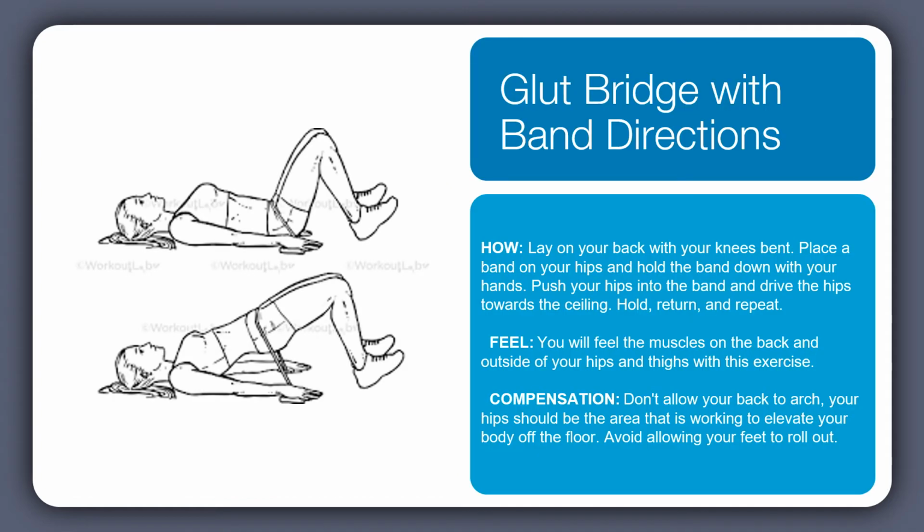The next one is the glute bridge with a band. You can do this without a band, but the band creates a little bit more challenge and resistance. So you're going to want to lay on your back and bend your feet in so your heels are close to the buttocks. You'll take the band and put it around your hips, and then you'll fasten the band to the floor with your hands.